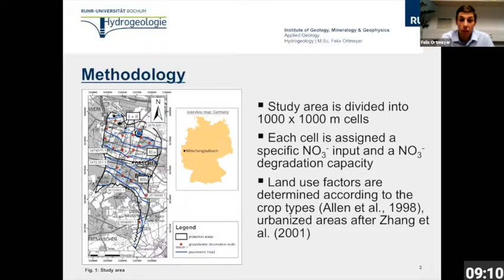Here you see the study area. It is located in northwest Germany, nearby Mönchengladbach. It is a water catchment called Lotshof. It is a quaternary aquifer with production wells in the north, and the flow direction is nearly from south to north. We divided the study area into 1,000 by 1,000 meter cells and oriented the cells by the flow direction. Every cell is assigned a specific nitrate input and degradation capacity. Land use factors are determined according to the crop types by Allen et al. and urbanized area after Zhang et al.